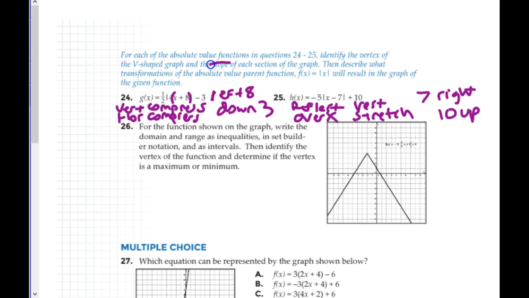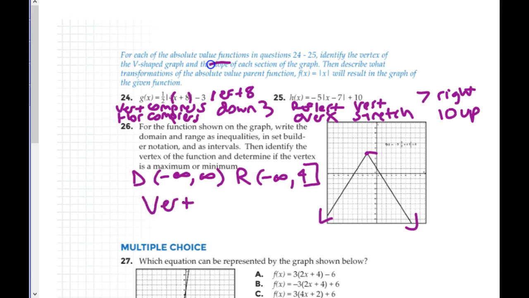Okay, write the domain and range. Okay, domain, again, is negative infinity to positive infinity. But the range goes negative infinity down forever and up right here to 4. Vertex is what? (-2, 4). And that is a top, so it's a max.